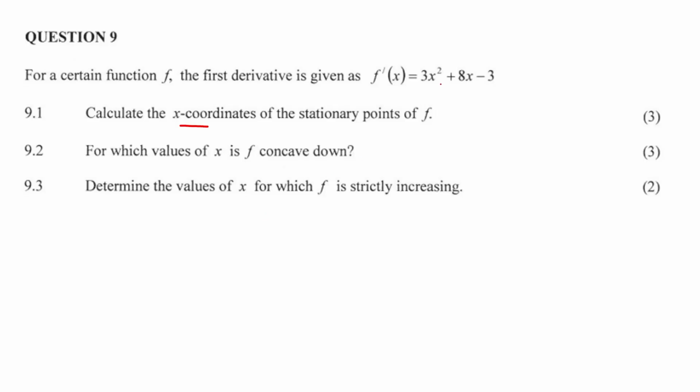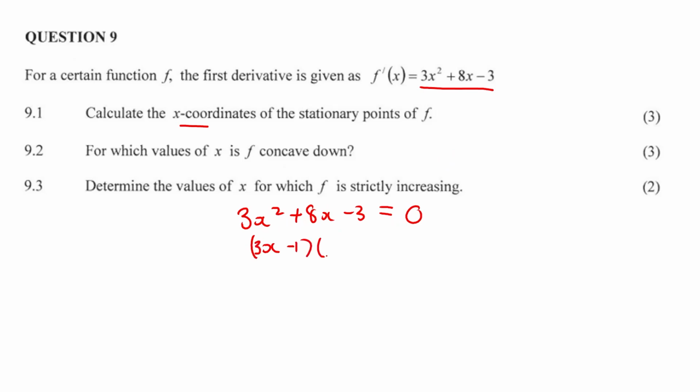So our first derivative has actually been given to us. We don't have the original. So it's going to be 3x squared plus 8x minus 3. They've done the hard work for us. We equate it to 0 and we solve for x. You can just plug this into your calculator or your quadratic formula.